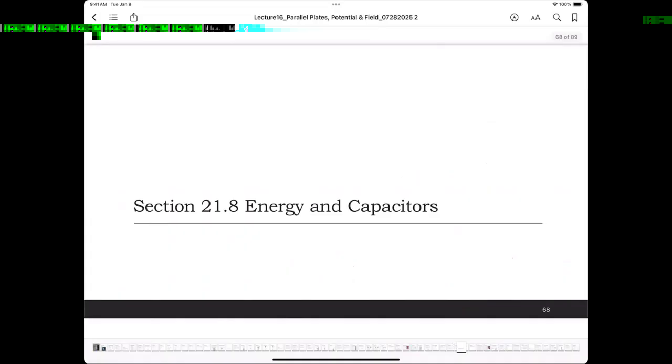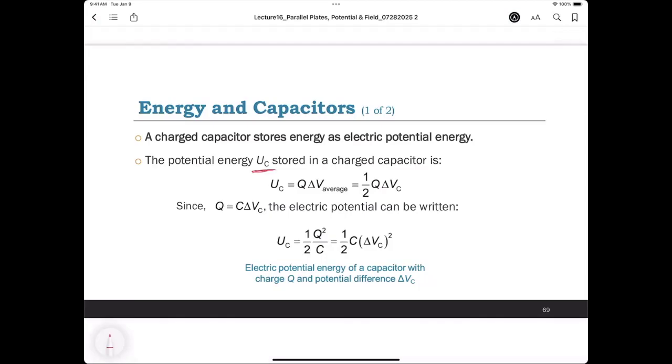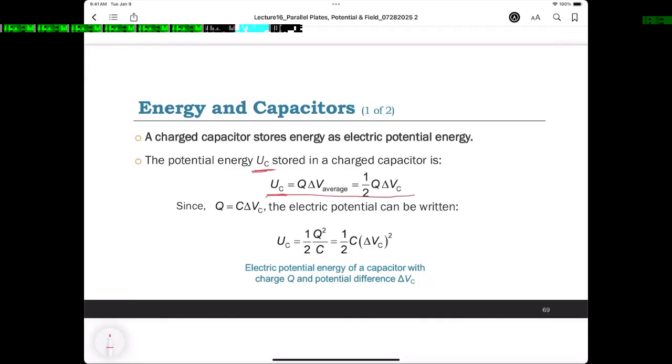Okay, let's talk about the energy and the capacitors. A charged capacitor stores energy as electric potential energy. The potential energy stored in a charged capacitor is this one. We just use this equation to calculate it: Q delta V, and this is the average difference, which is just half of the difference.